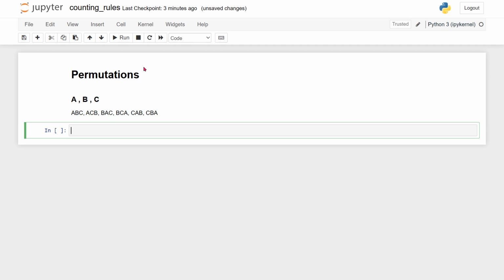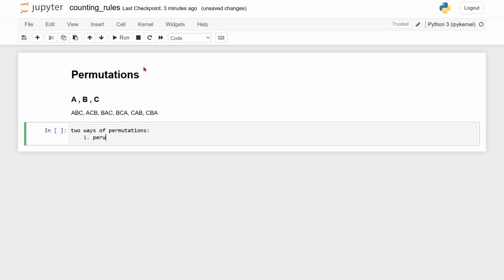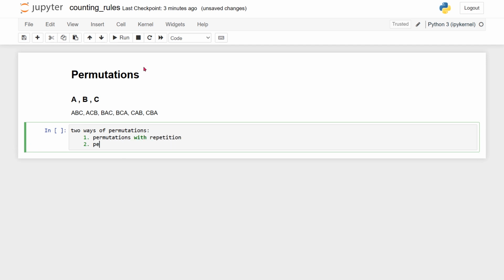So there are two ways of permutations: permutations with a repetition and permutations without a repetition.